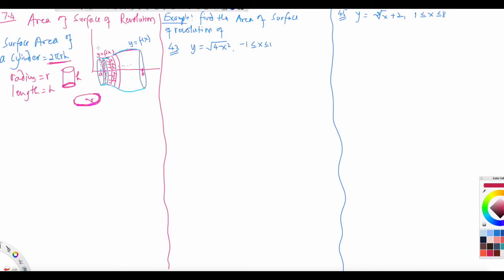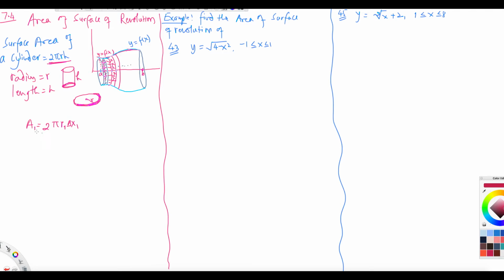Now look at this. For the first cylinder, let's say this is a1. Let's say the thickness of this tiny cylinder, or tiny disc, is delta x1. So we'll have a1 equals 2 pi r1 delta x1, where r1 is the radius of the first disc or cylinder.